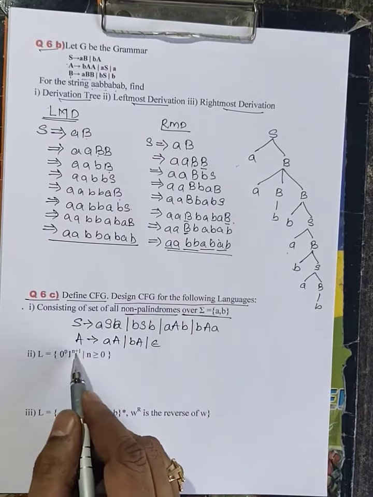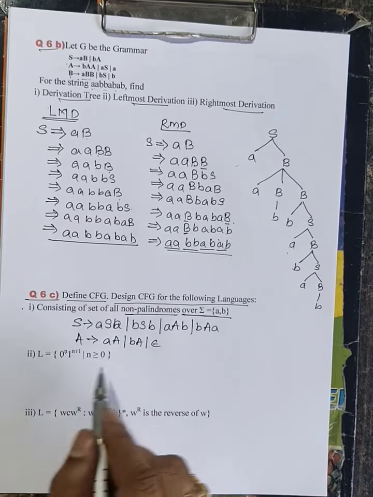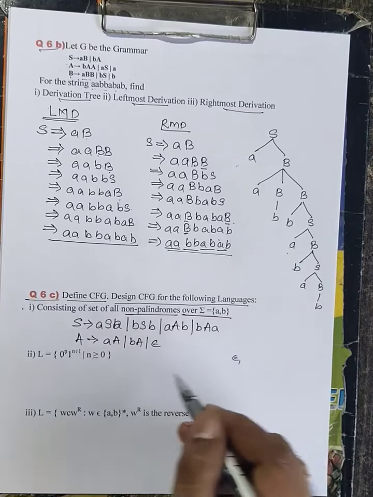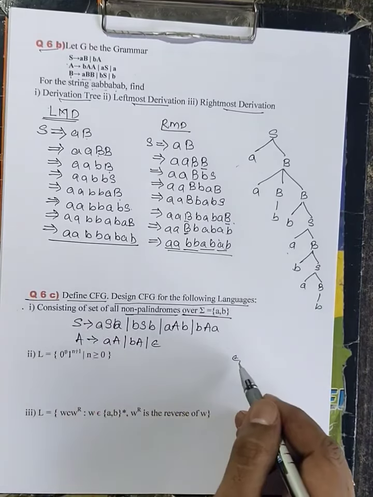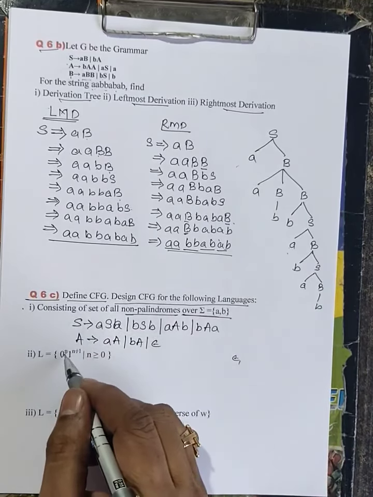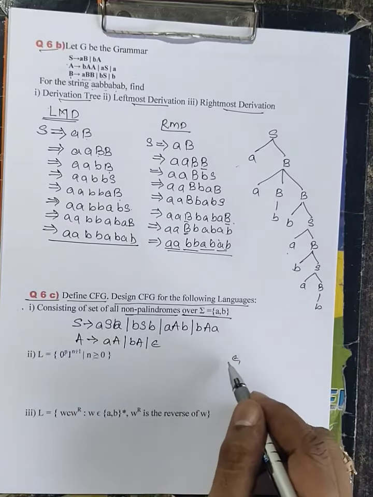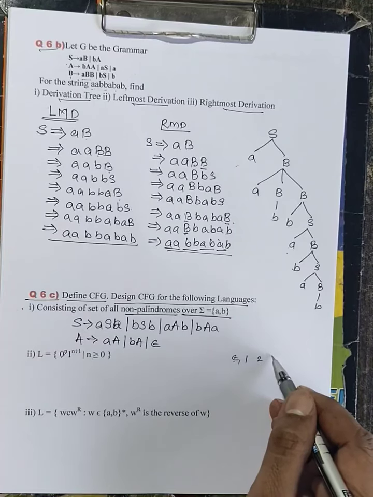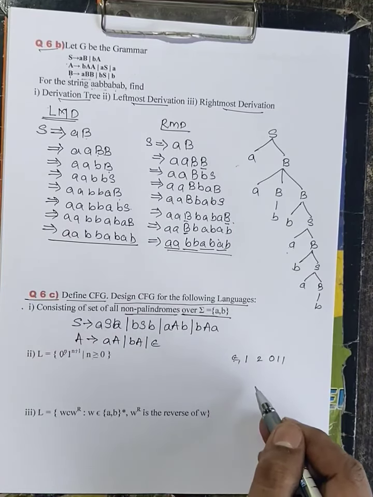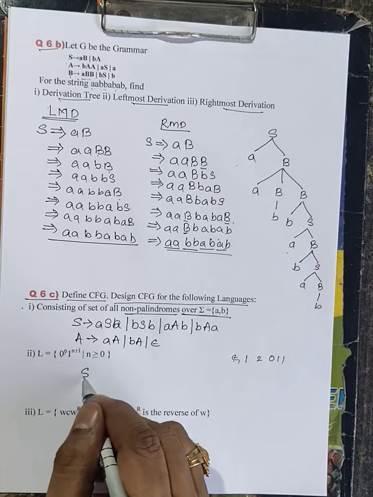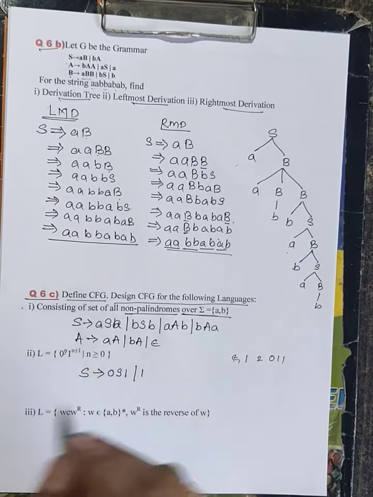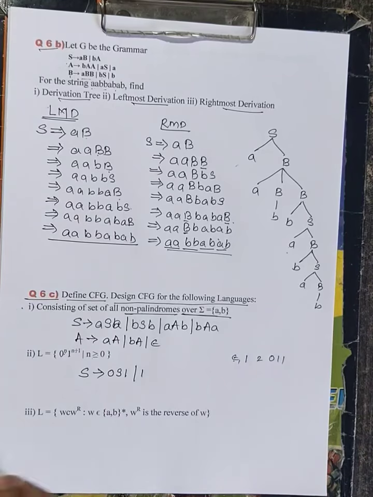Next, 0 to the power n, 1 to the power n, where n is greater than or equal to 1. If n equal to 0, that means epsilon. If n equal to 1, then 0 1. And if n equal to 2 means 0 0 1 1. From this, generate the grammar. S produces 0S1 or 01. At least one 01.